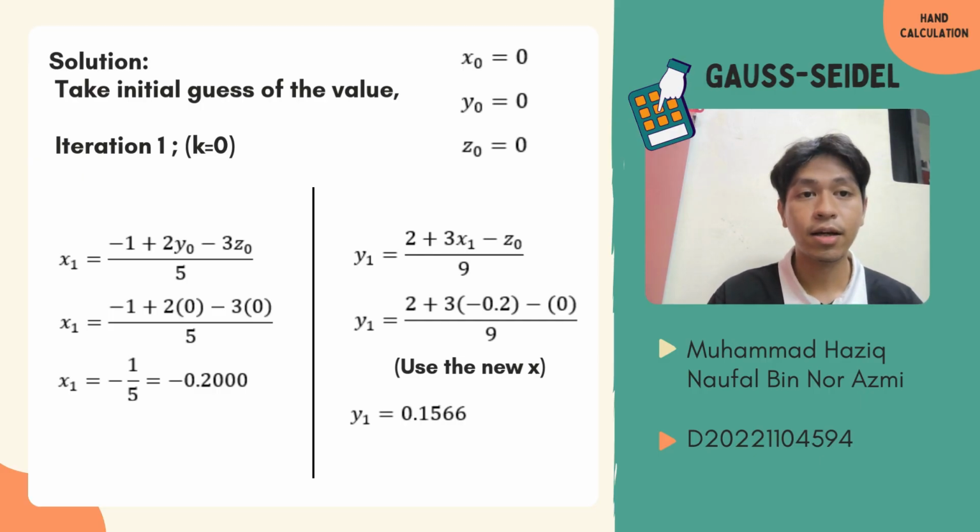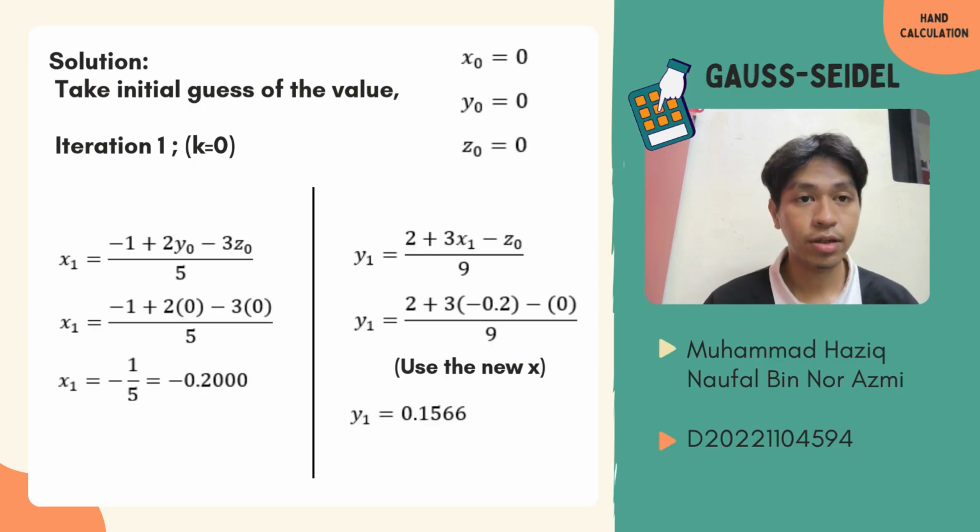Okay, next we look at the first iteration. We use the x formula that we got earlier, and we substitute the y and z, which is the initial guess of 0. So we will get x1 equals negative 0.2.